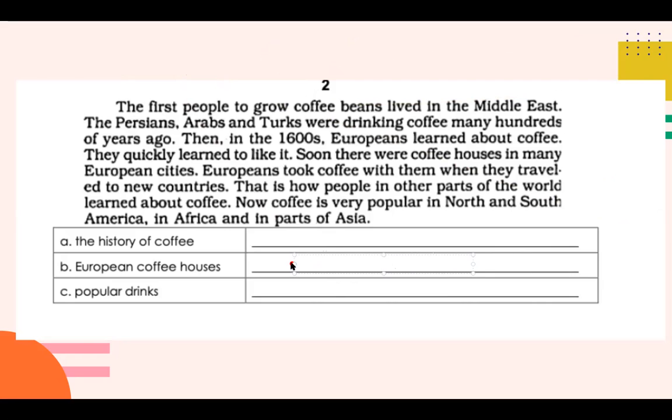General? Okay, so you say letter B is general? Too specific? Yeah. So does anyone agree with Kiara that European coffee houses is too specific? Yeah, okay, so we're going to put this one as too specific. Okay, and what about the history of coffee?